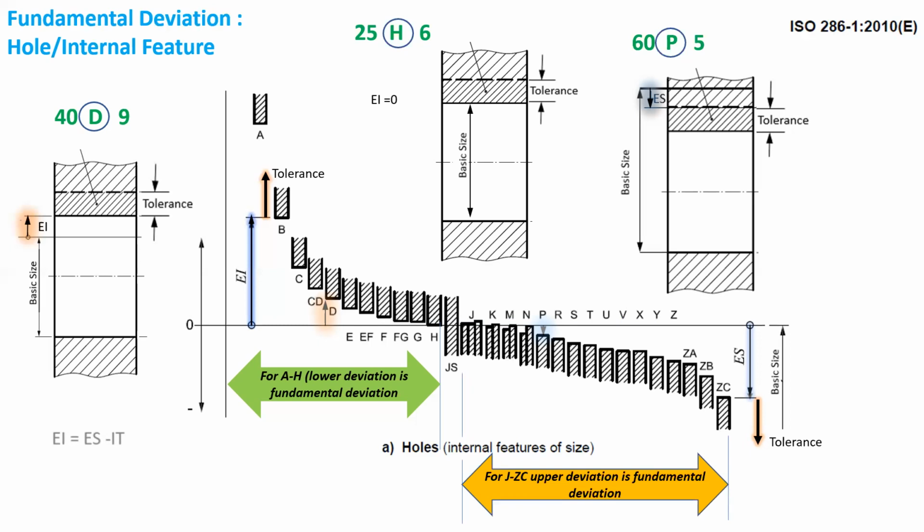So for J to ZC, the upper deviation is the fundamental deviation and the tolerances extend downwards from the fundamental deviation. And for JS, the upper and lower deviations are equidistant from the basic size, and the upper deviation will be equal to half of the tolerance grade and the lower deviation will be equal to negative half of the tolerance grade.